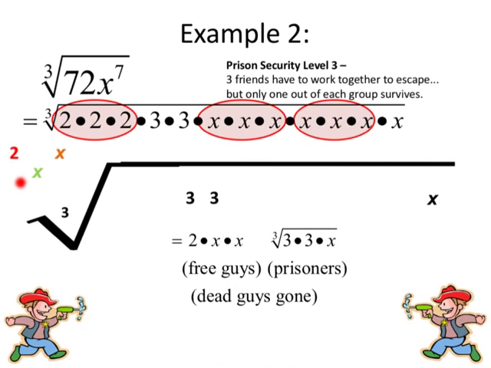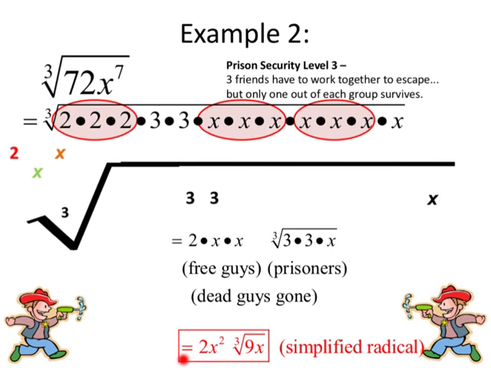We have these 3 guys that escaped. Those are our free guys that sit outside of the prison. Then we've got our 3, 3, and X out here under the radicals, still in prison. These are our prisoners. And our dead guys are gone. Those were the guys that got shot and disappeared.